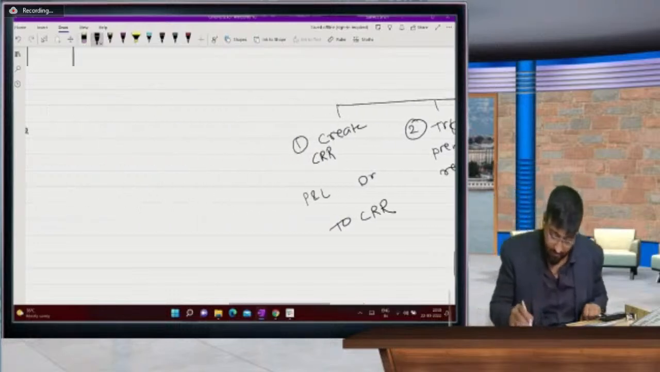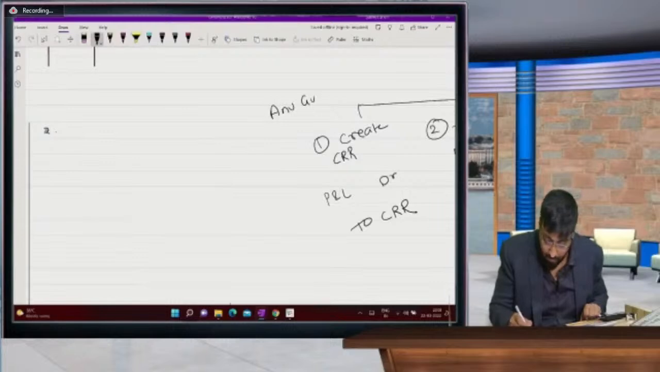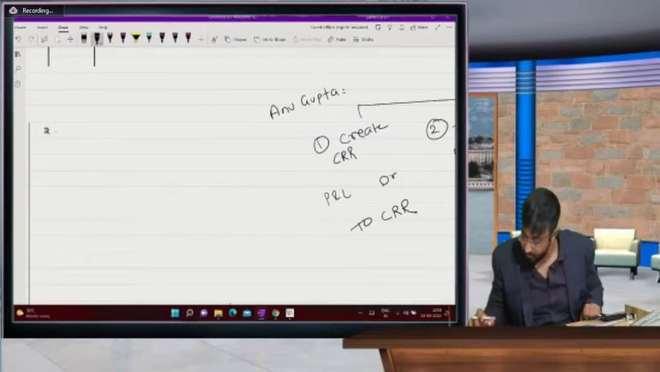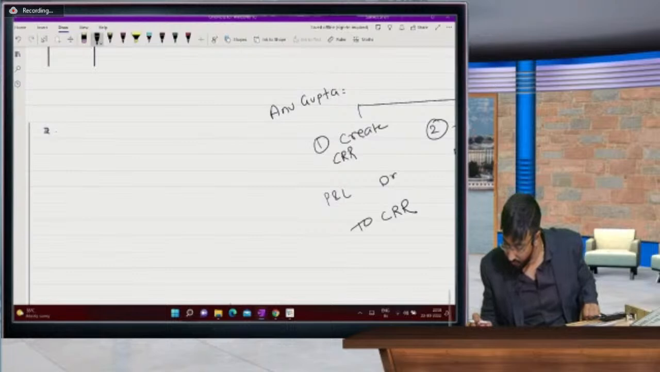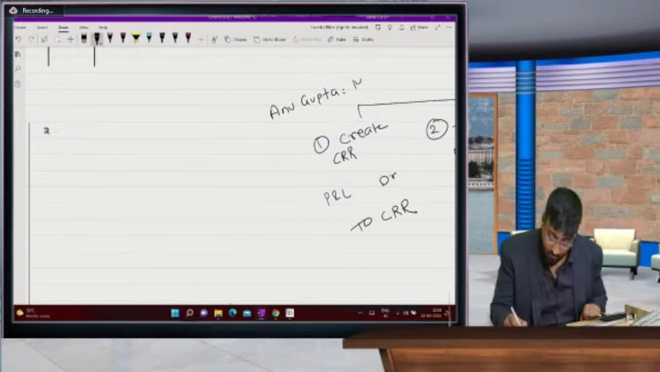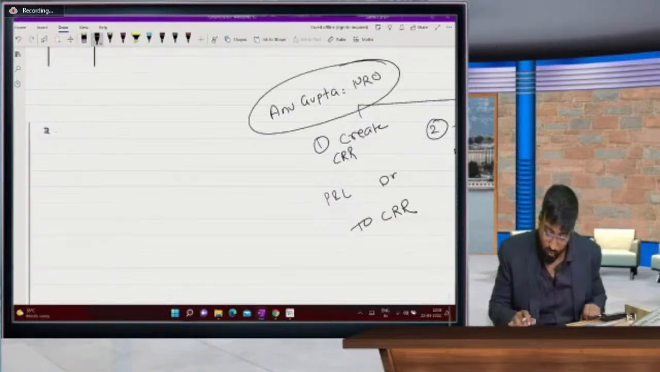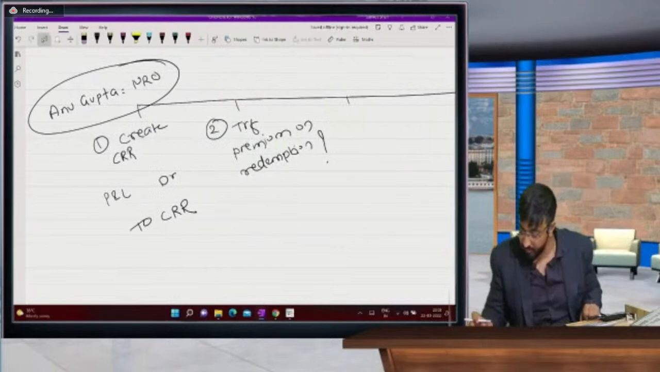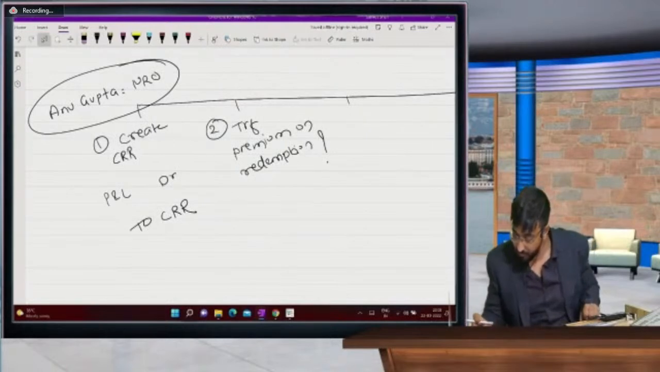Anugupta. Anugupta. From Anugupta, कहां से हो? From NRO. NRO. So today's name Anugupta ji. Very good.